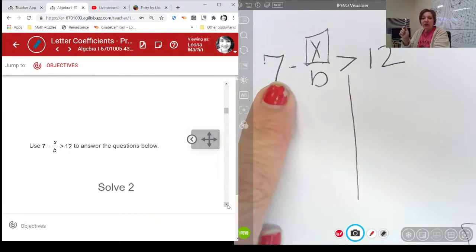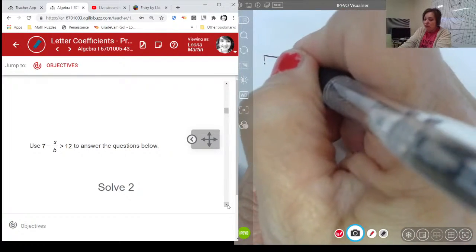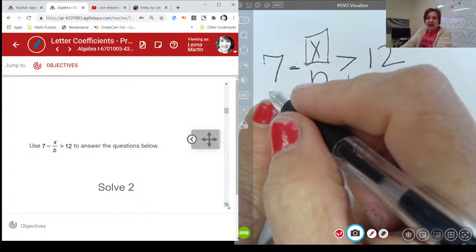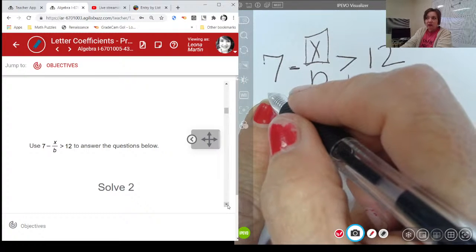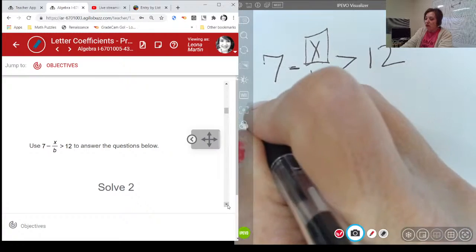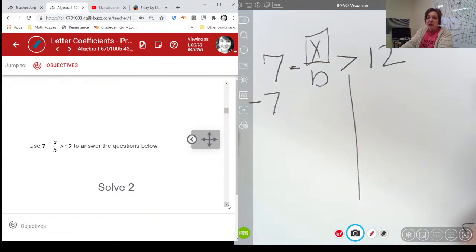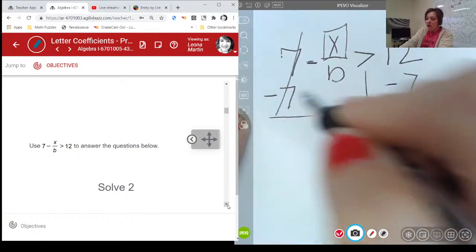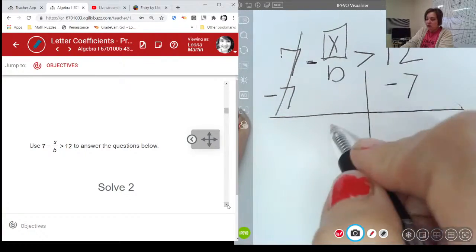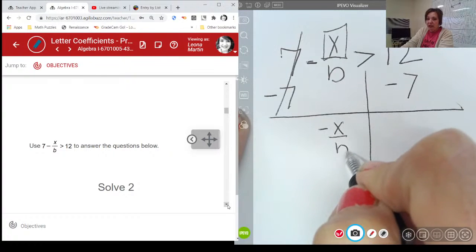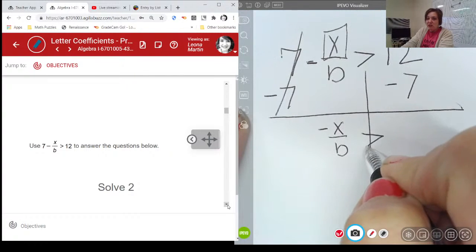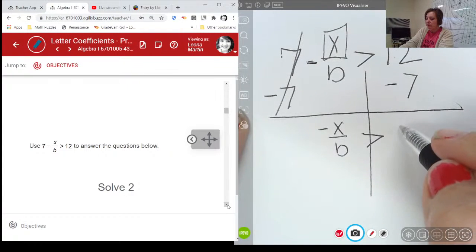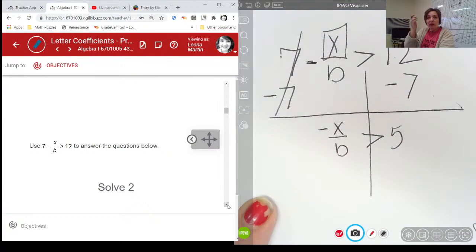and I know often we want to say add because it has a minus sign after it. But if we add 7 to 7, does that get rid of it? It just makes 14. So we have to subtract 7. But if I do it to one side, got to do it to the other. So there goes my 7s. This still gives me negative x over b. We still have our same sign because we didn't multiply or divide by a negative. What's 12 minus 7? 5. Okay, now how are we going to get rid of that b?